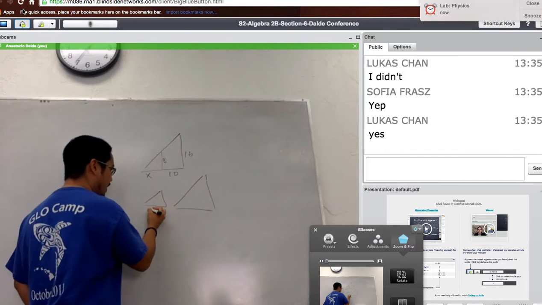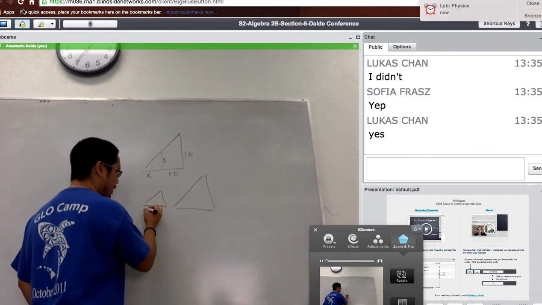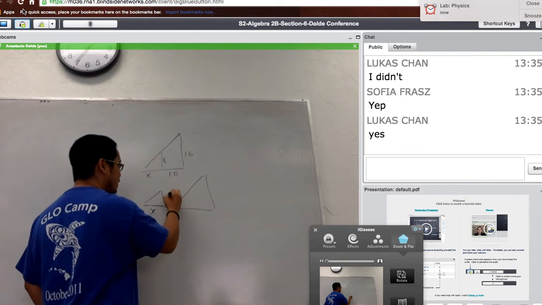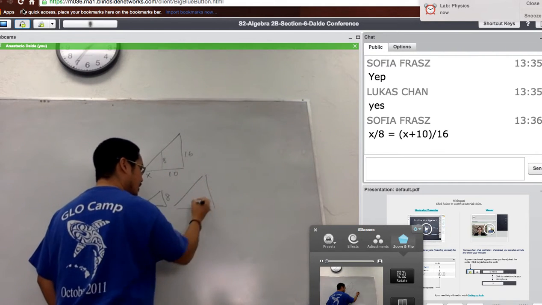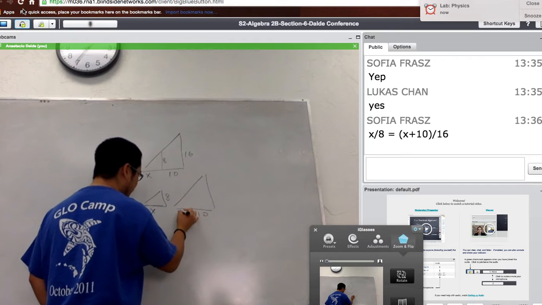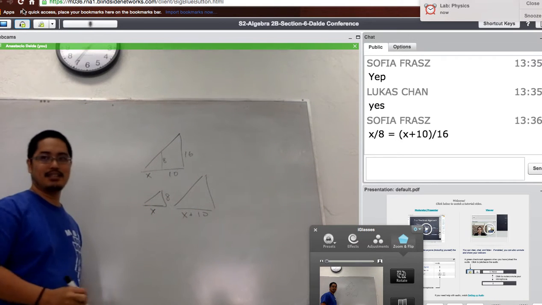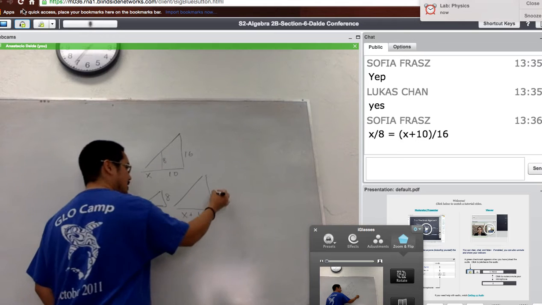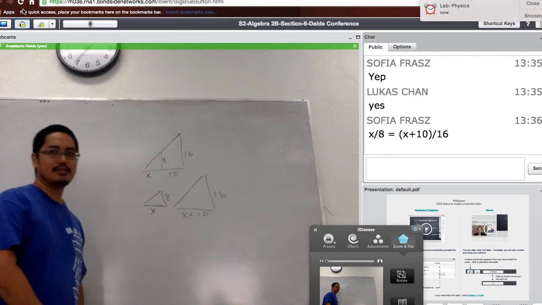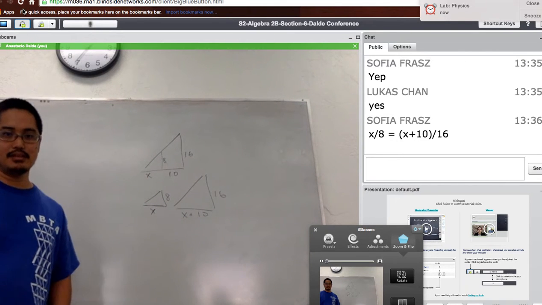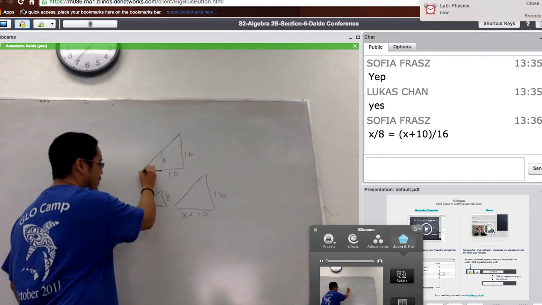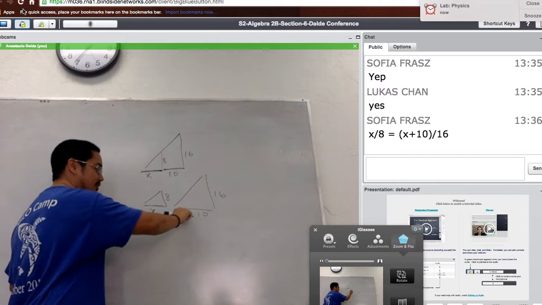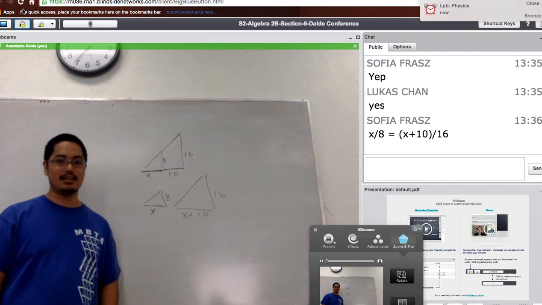This bottom one right here has a bottom length of x and a height of 8. This big one right here has a length of x plus 10, and a height of 16. That keeps tripping me up. I understand why, but I keep forgetting. From here to here is x. From here to here is 10. So this whole thing is x plus 10. Cool?